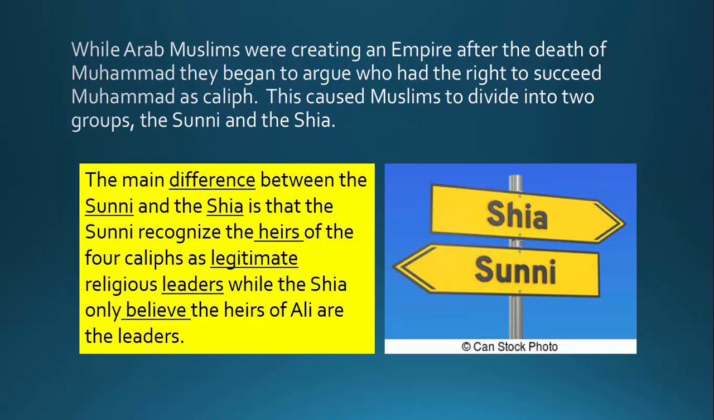The main difference between the Sunni and the Shia is that the Sunni recognize the heirs of the 4 caliphs as legitimate religious leaders, while the Shia only believe the heirs of Ali are the leaders. Pause now to fill in the guided notes from this page.